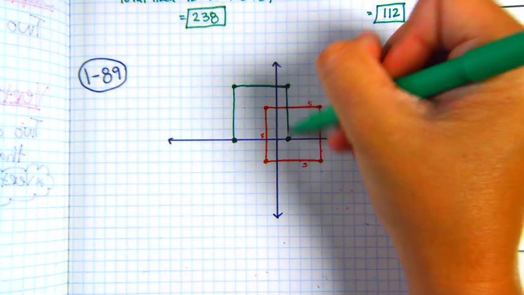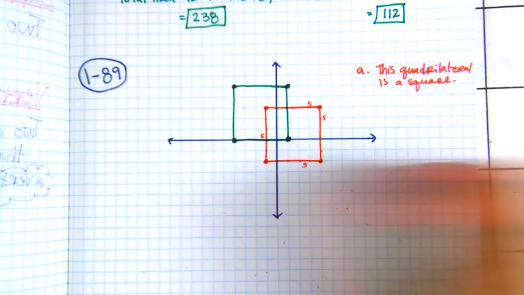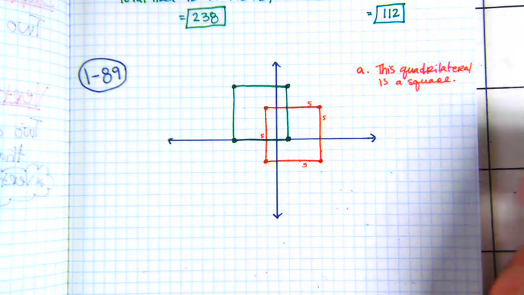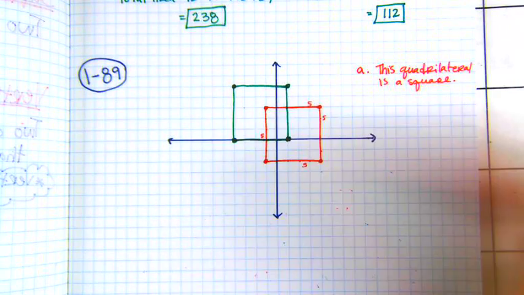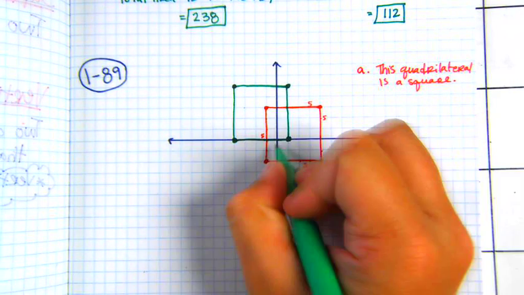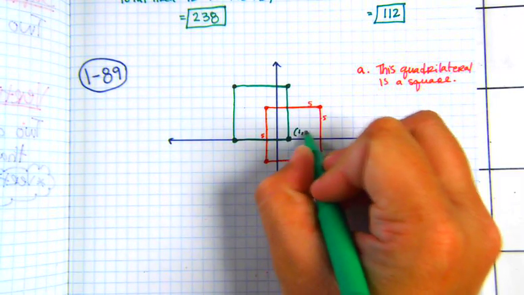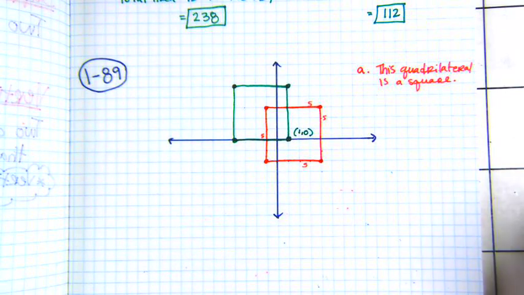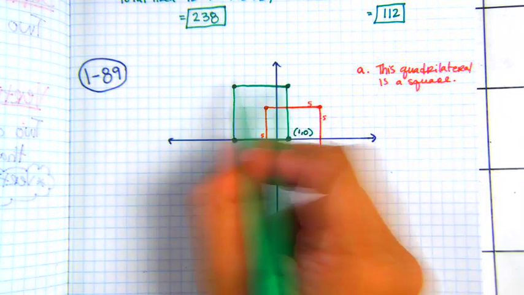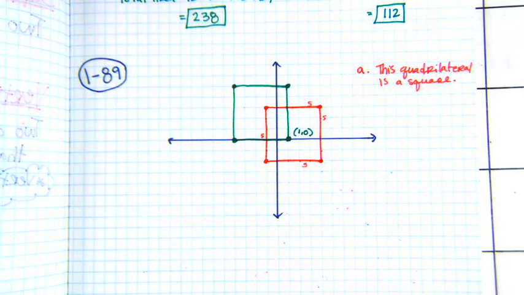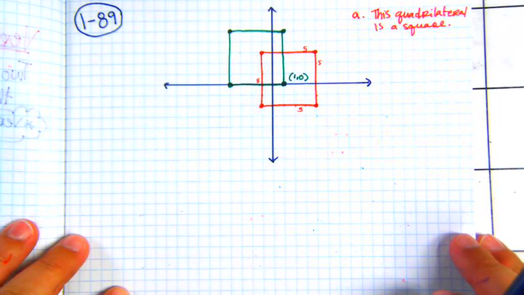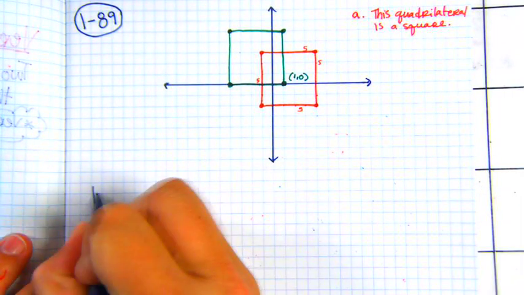And then it asks you to write down each vertex of the new quadrilateral. So I'll do this one as an example. This is over 1, up 0. So that vertex is 1, 0. You would need to figure out the rest. The final problem I'm going to have you do is 1-90. So go ahead and try it yourself.